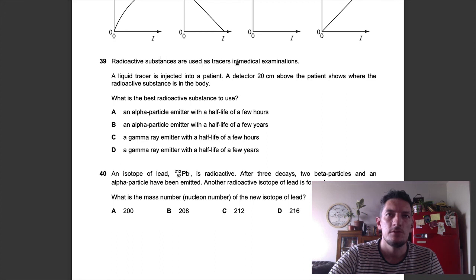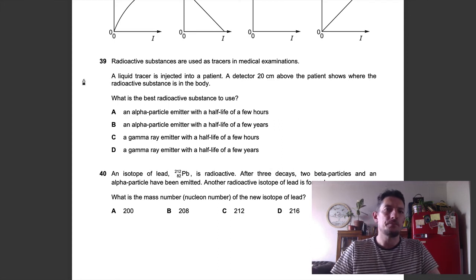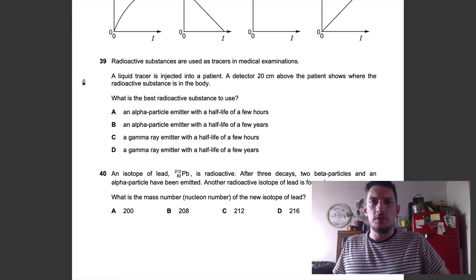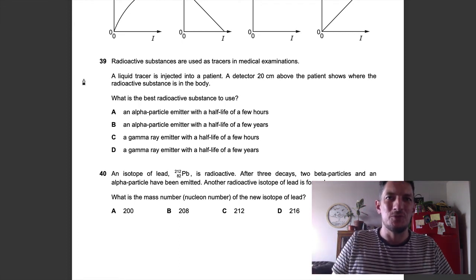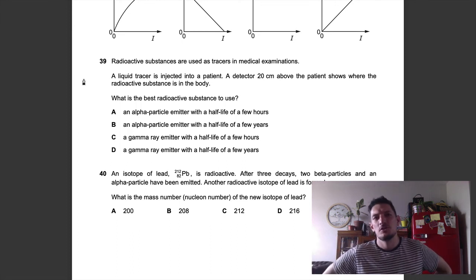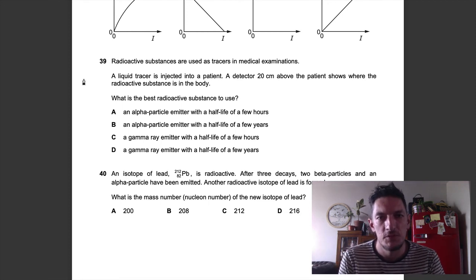Radioactive substances are used as tracers in medical examinations. A liquid tracer is injected into a patient. A detector 20 centimeters above the patient shows where the radioactive substance is in the body. What should we use? Should we use an alpha particle emitter with a half-life of a few hours, or an alpha particle emitter with a half-life of a few years? A gamma ray emitter with a half-life of a few hours, or a gamma ray emitter with a half-life of a few years?